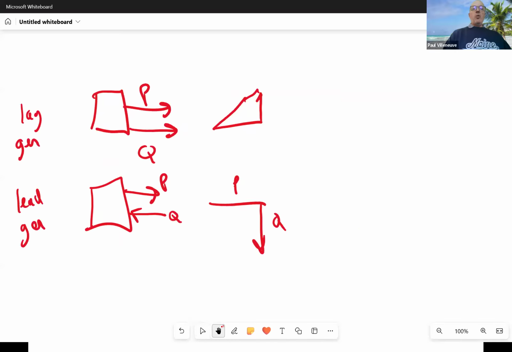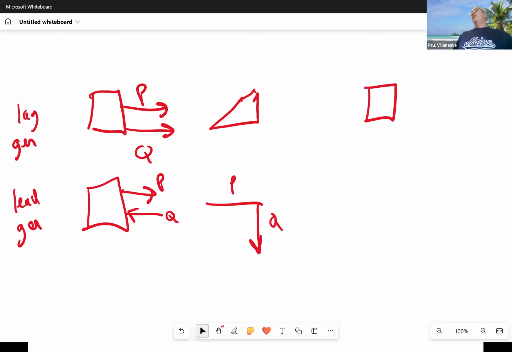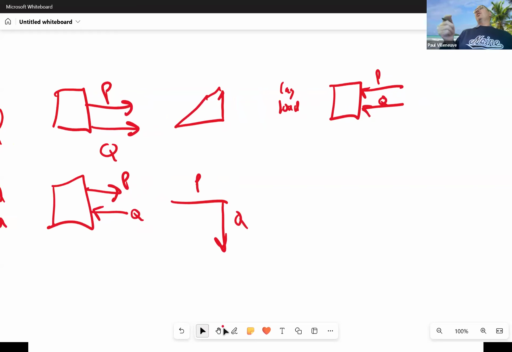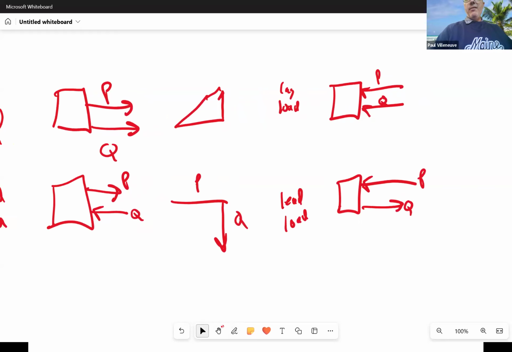If it's a load, so these are sources or generators. If they are loads and I have a lagging, P is going in and also Q is going in. Because what I've done is I've just dictated that P is always in the positive direction. You always are in quadrant 1 or 4 in your XY plots. So P is always a positive number, but Q can be a negative number. So what I see here is both P is going in and Q is going in. So this is a lagging load. If it's a leading load, P is still going in, but now Q is going out.